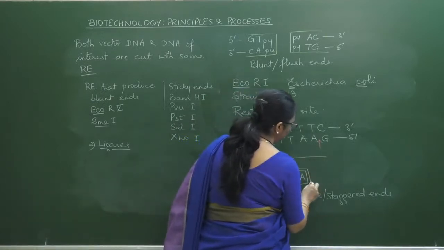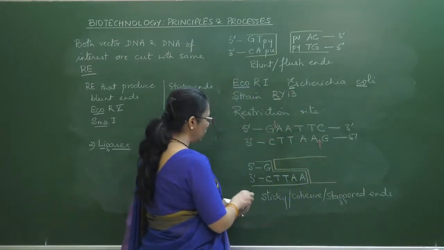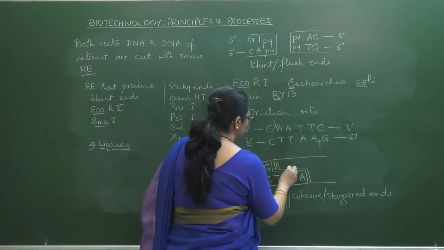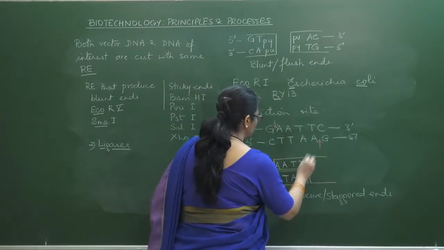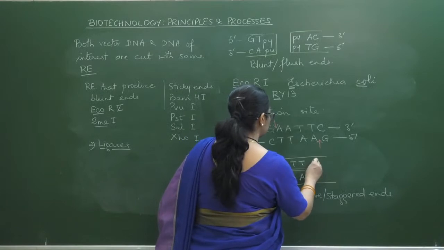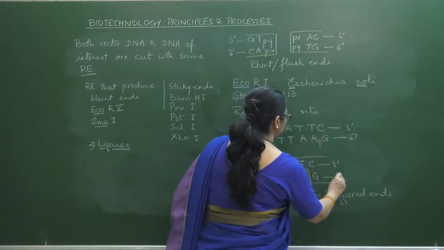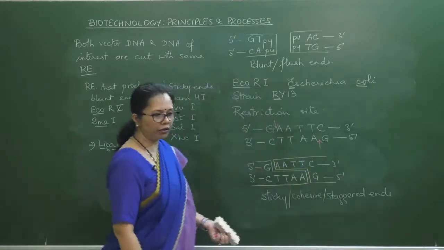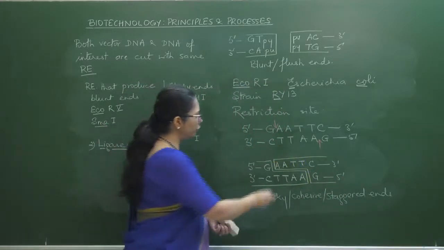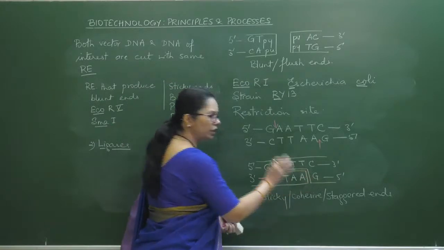They have been cut, both of them, by EcoR1, and in this you will see there would be AATT, and here it is C, here it is G, 3 prime, 5 prime. So when you bring them together, the hydrogen bonds are formed spontaneously, there is no problem there.